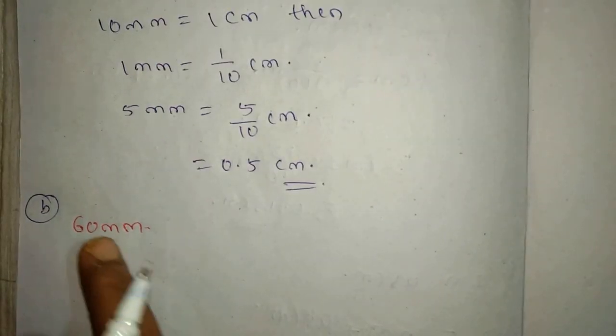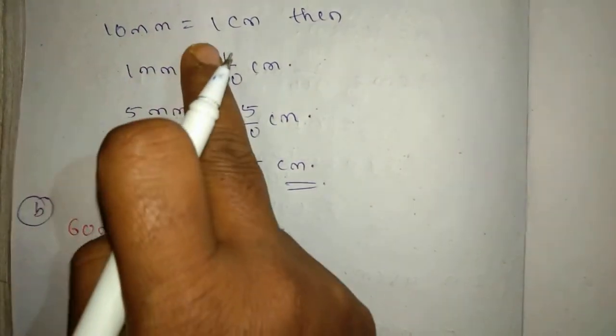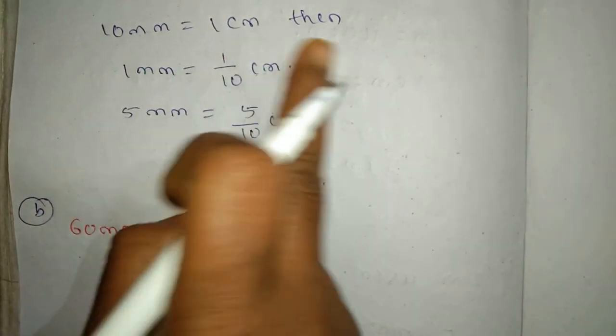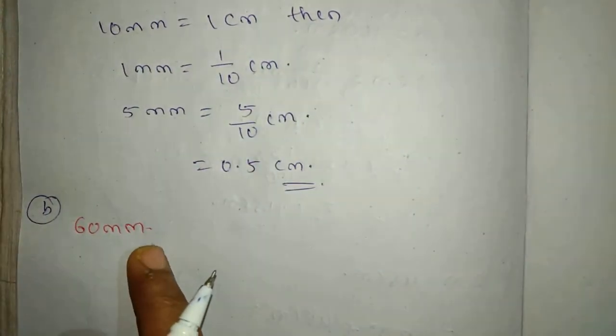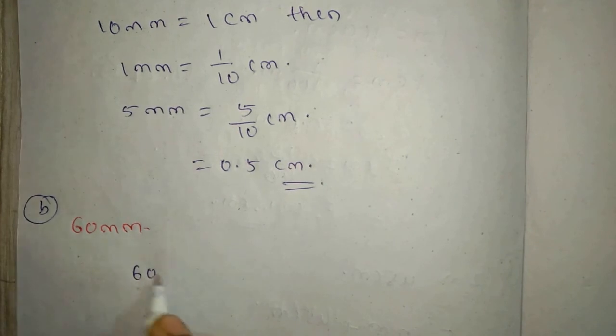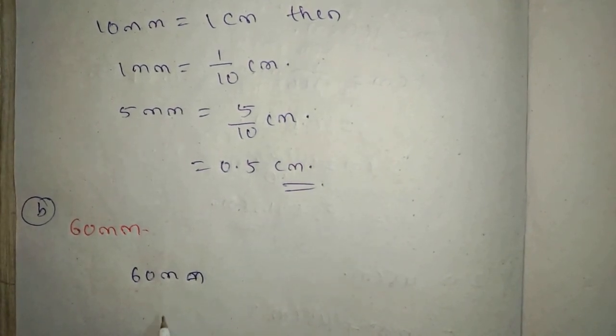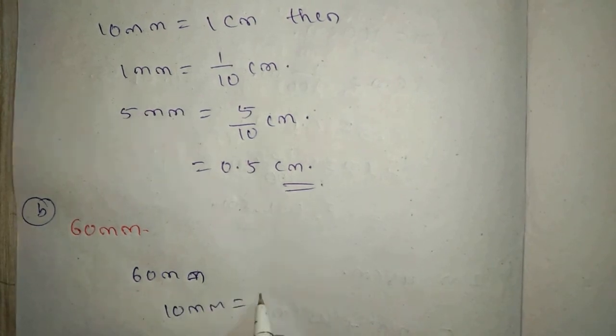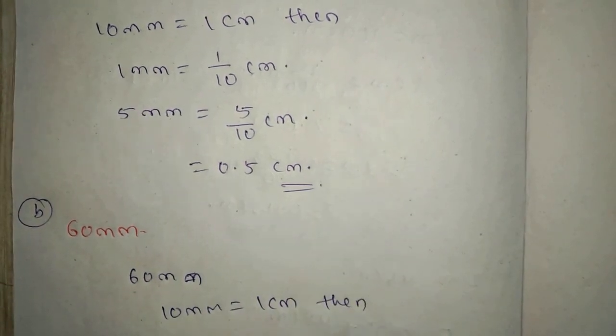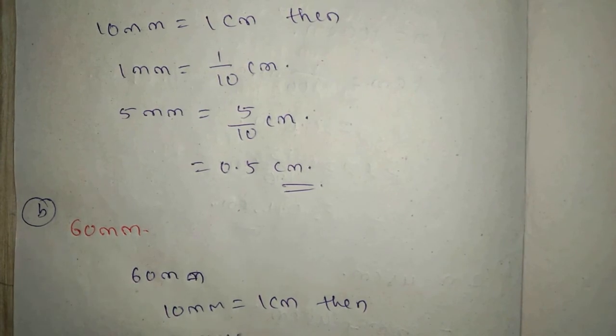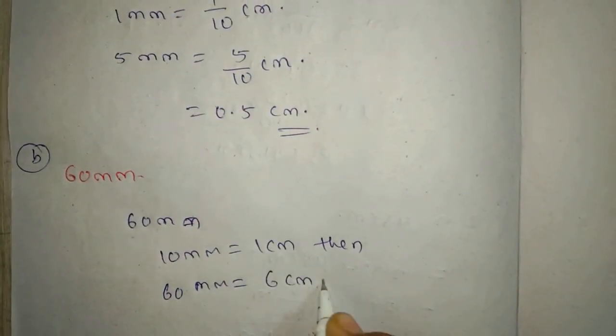Next, 60 millimeters. As we know that 10 millimeters is equal to 1 centimeter. Here 10 millimeters is equal to 1 cm. Then 60 millimeters is equal to, directly we write, 6 centimeters.